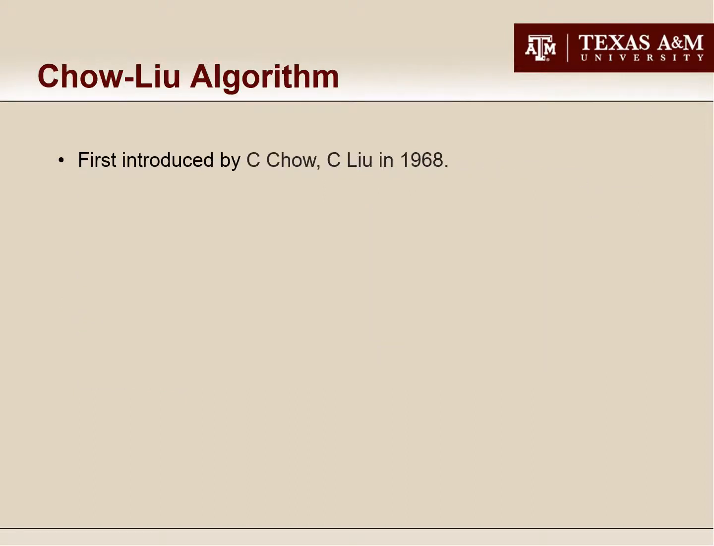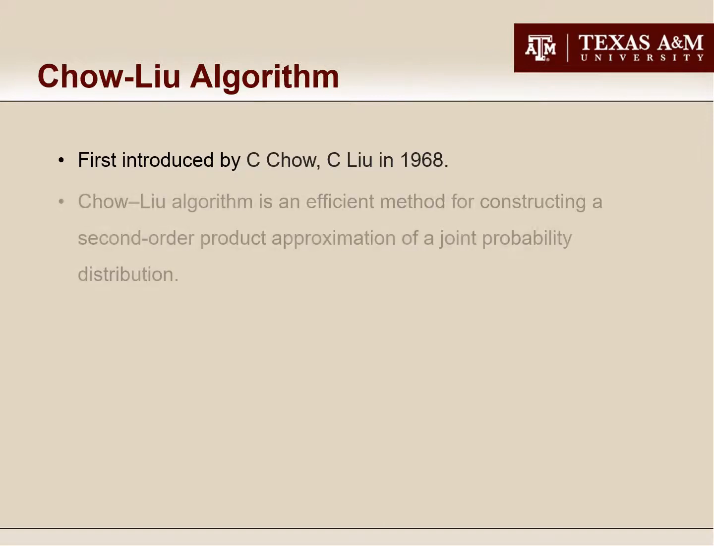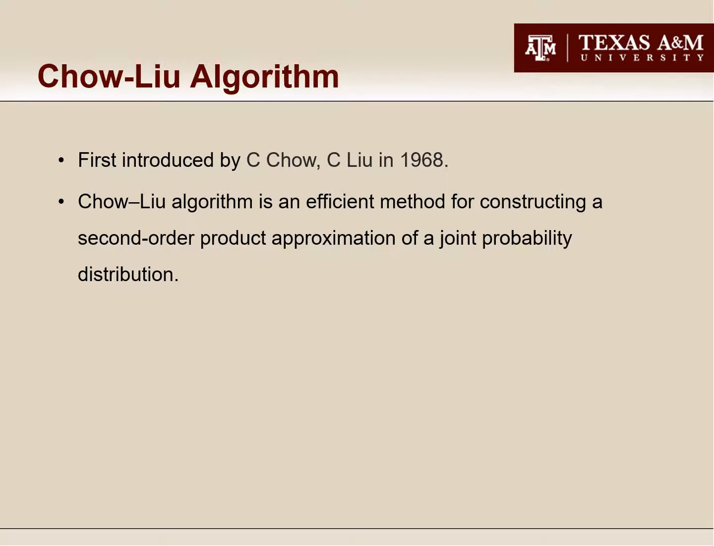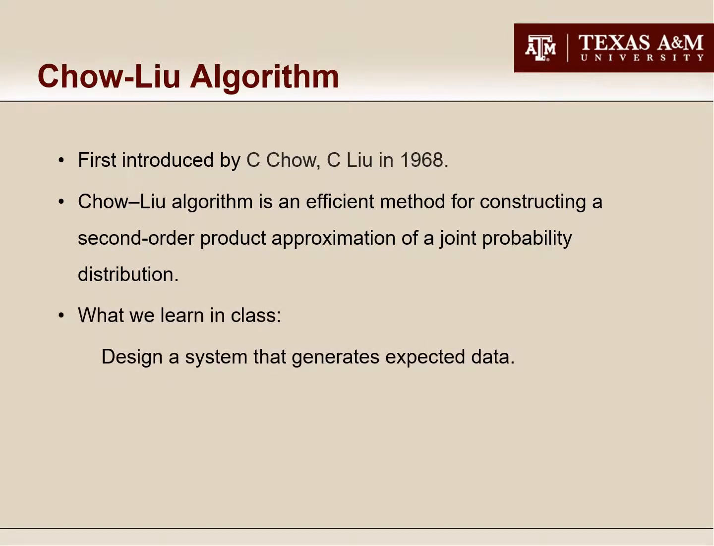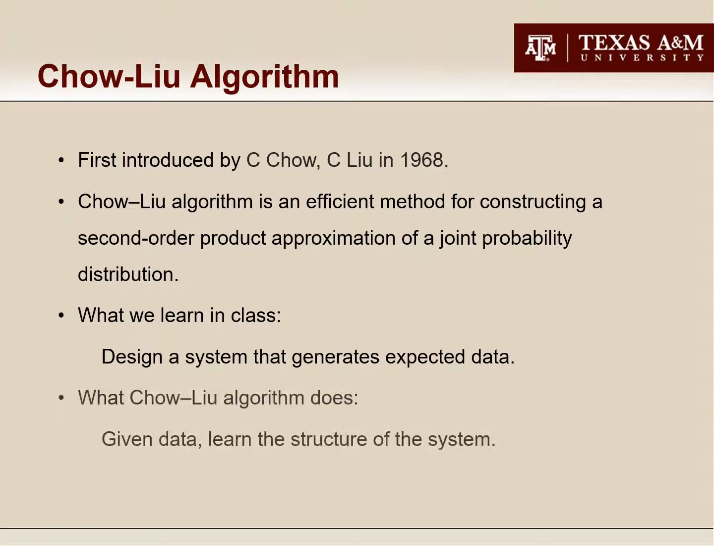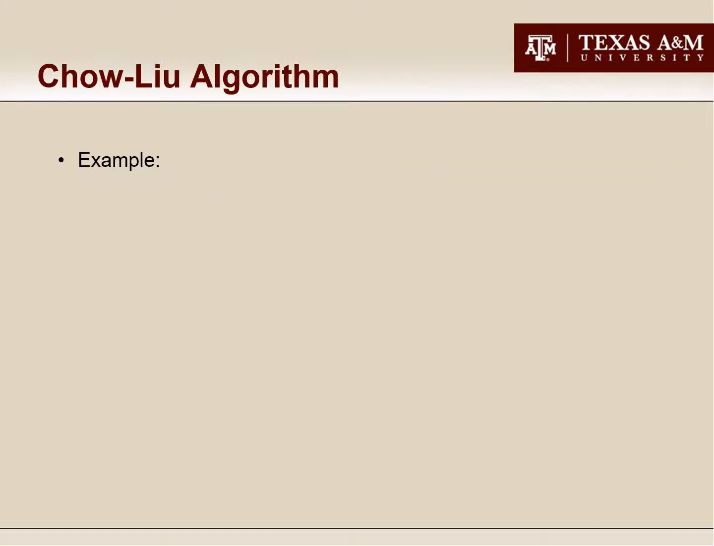Chow Liu algorithm was first introduced by Chow and Liu in 1968. It's an efficient method for constructing a second-order product approximation of a joint probability distribution. Let us think what we learned in class. We learned in class how to design a system that generates expected data we want. But Chow Liu algorithm does another thing. It helps us learn the structure of the system when we're given the data.